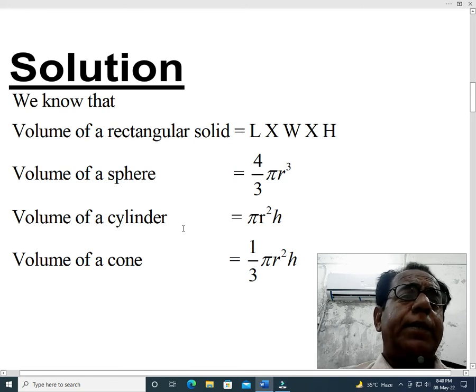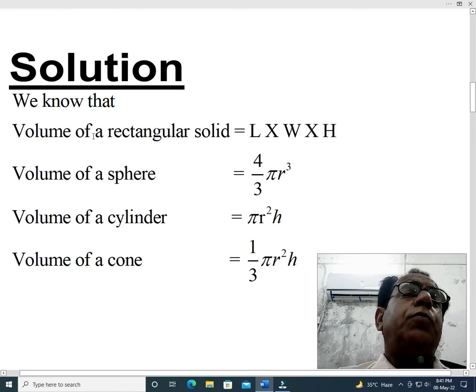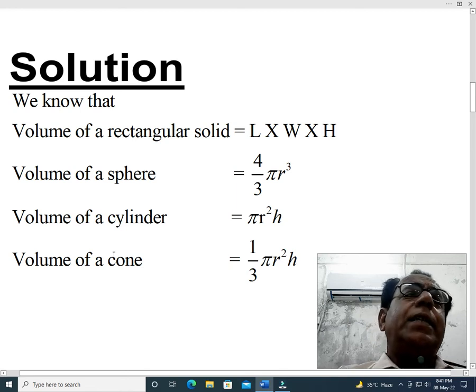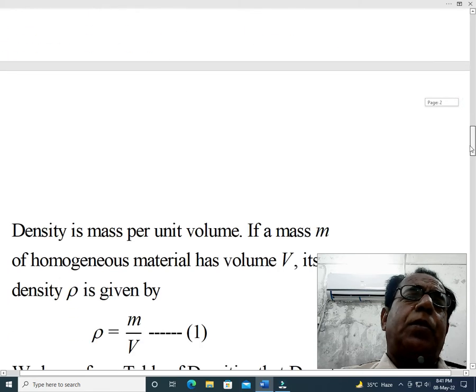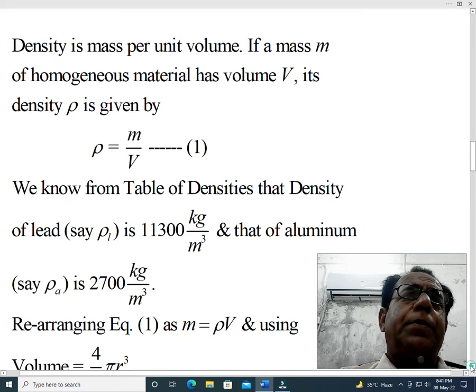The volume of a cylinder is equal to pi r square h. Similarly, the volume of a cone is equal to 1 by 3 pi r square h. Here, dear students, out of these four formulae, the second one is our concerned formula. So we should not confuse the other three formulae with this problem. The other three formulae will be applicable in other problems. Now, as usual, we again start our problem in a formal manner.